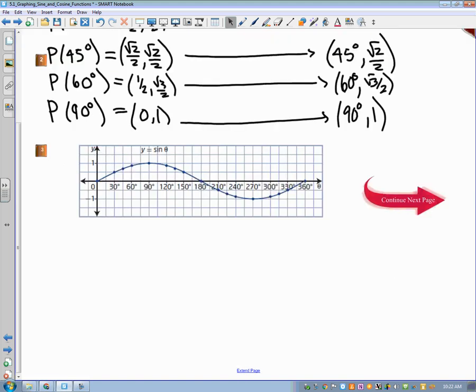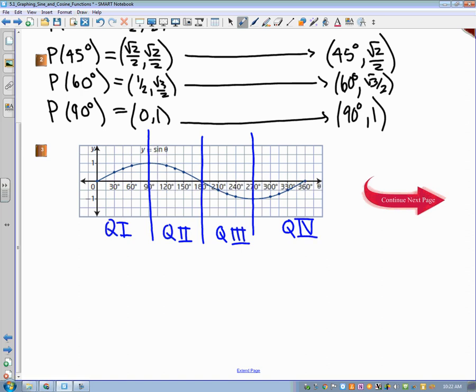But what I like doing, at least at some point, is talking about how on this graph, we can actually represent our quadrants. So from 0 to 90 degrees is quadrant 1. From 90 degrees to 180 degrees is quadrant 2. From 180 to 270 is quadrant 3. And then finally, this last section here is quadrant 4. Now, this is just a graph of one positive rotation. This graph would continue forever in both of those directions, and this pattern would be reproduced again and again and again.